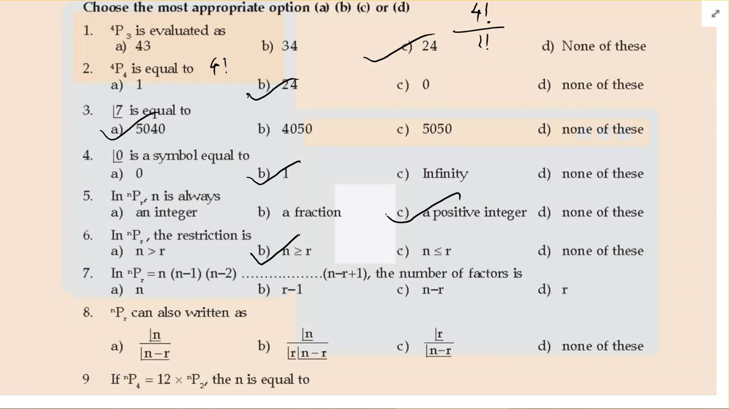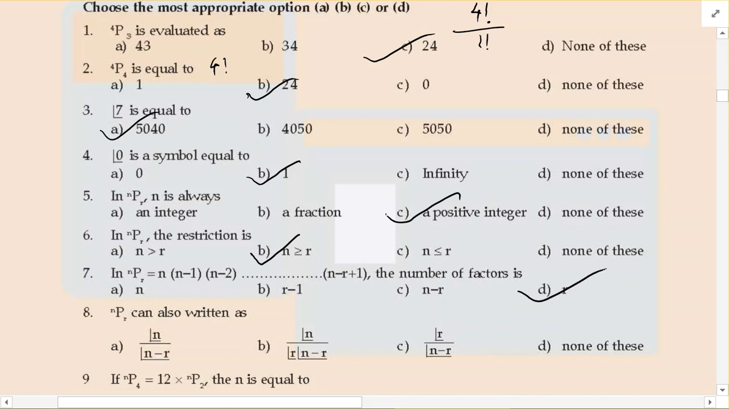You cannot select 10 things out of 8 things. So n must always be greater than or equal to r. In nPr, n is equal to this. Then we have to count 1, 2, 3, 4, and so on. What is the total counting? It is always r. Whenever there is nPr, then this counting of factors is r.